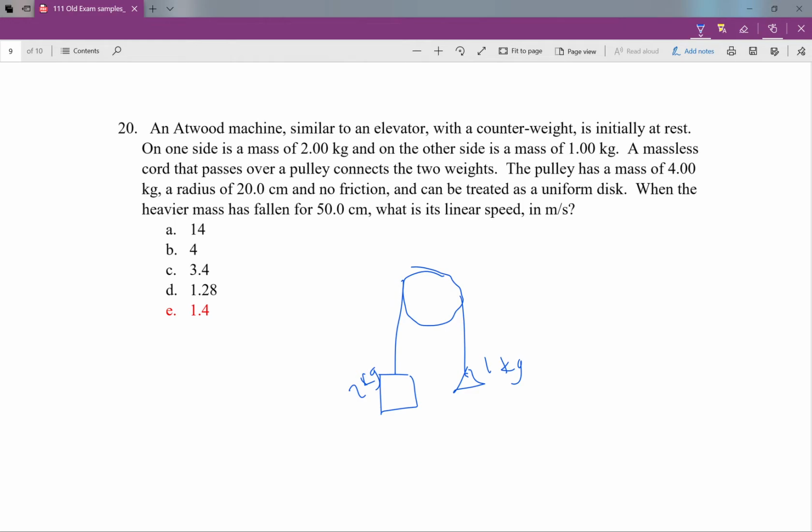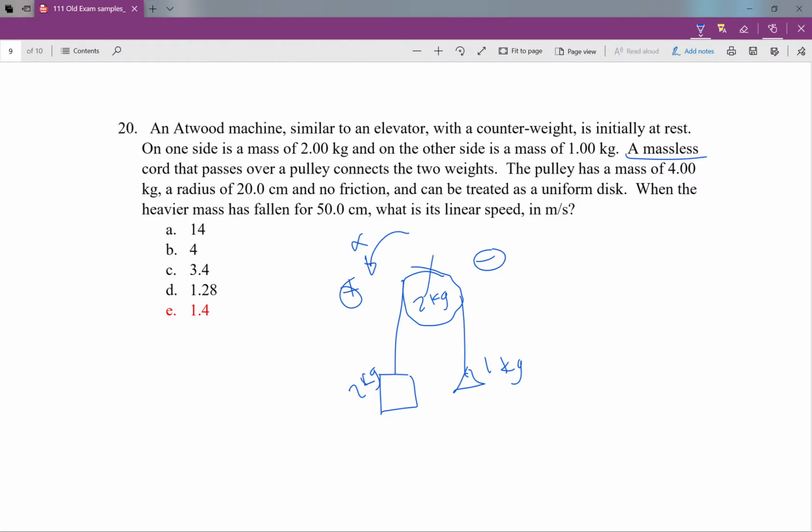All right, so we know that this is going to move in this direction. The angular acceleration will be in this direction, so that will be the positive direction, and this will be the negative direction. Now let's see what happens next. A massless cord that passes over a pulley connects the two weights. The pulley has a mass of 4 kilograms and a radius of 20 centimeters. So this is 2 kilos.